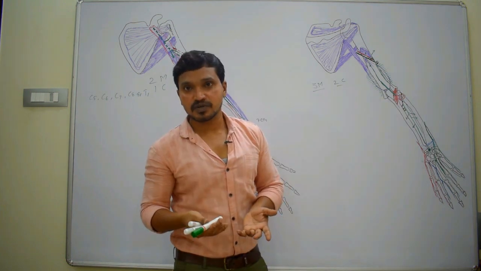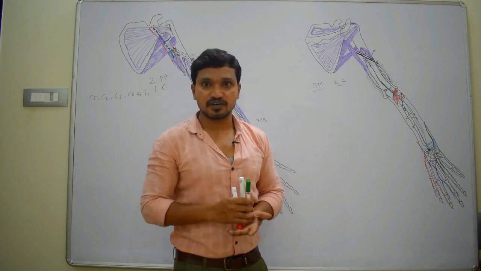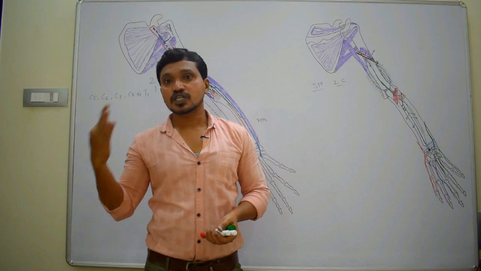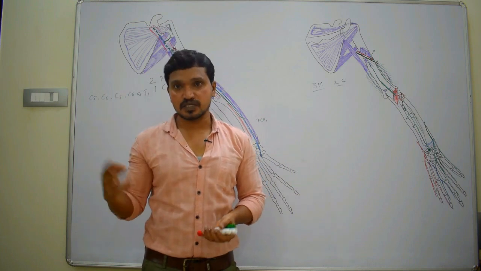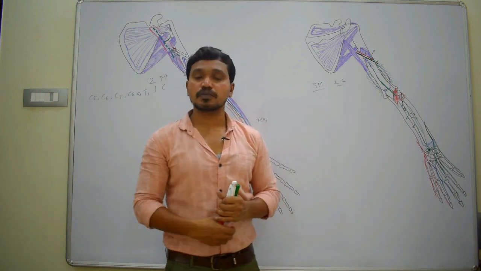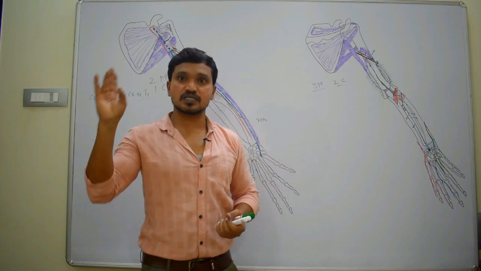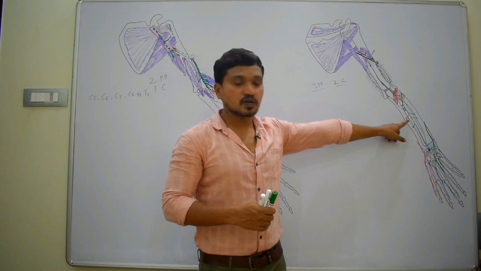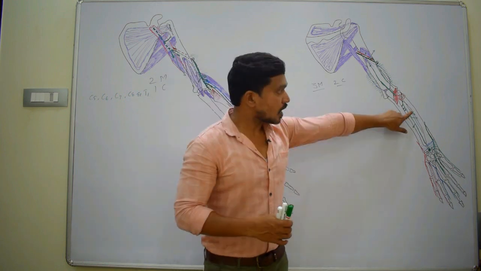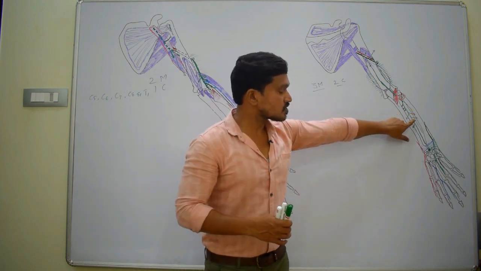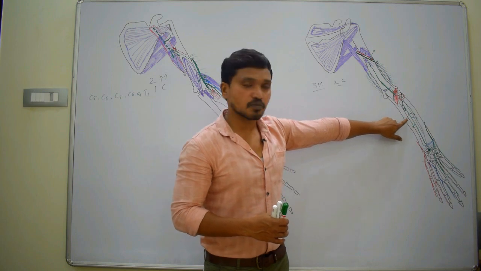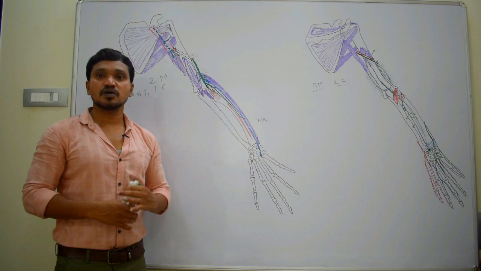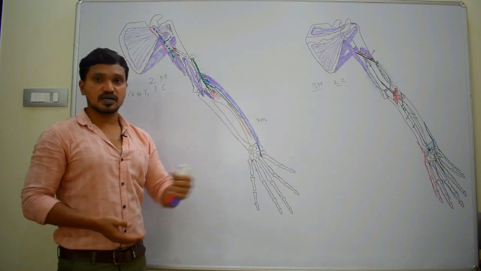Actually, the deep branch of the radial nerve is what we call the posterior interosseous nerve. Here, it will be divided into 3 short branches and 2 long branches. These 3 short branches will supply the extensor digitorum, extensor digiti minimi and extensor carpi ulnaris. Then 2 long branches will supply the abductor pollicis longus, extensor pollicis brevis, then extensor pollicis longus and extensor indicis. So this is the course and relations of the radial nerve.